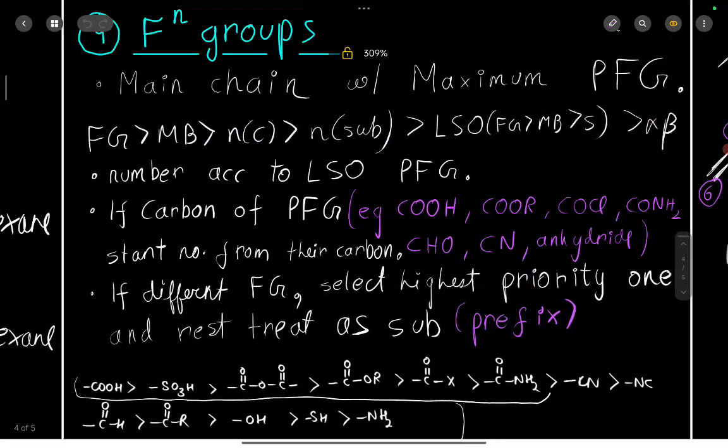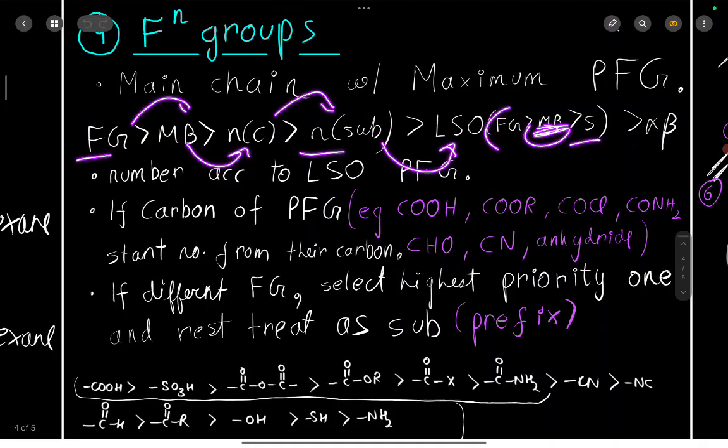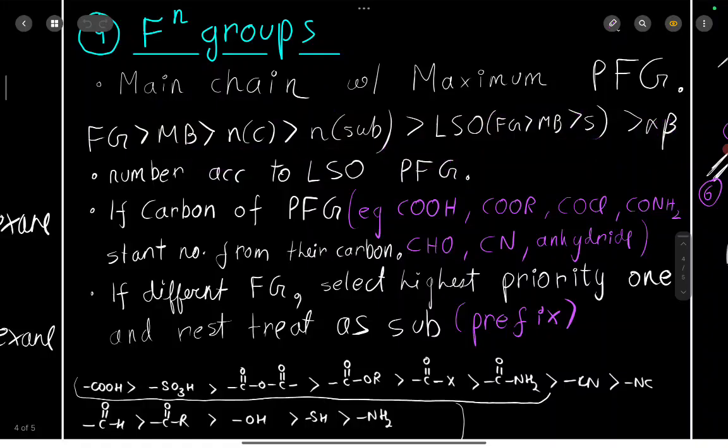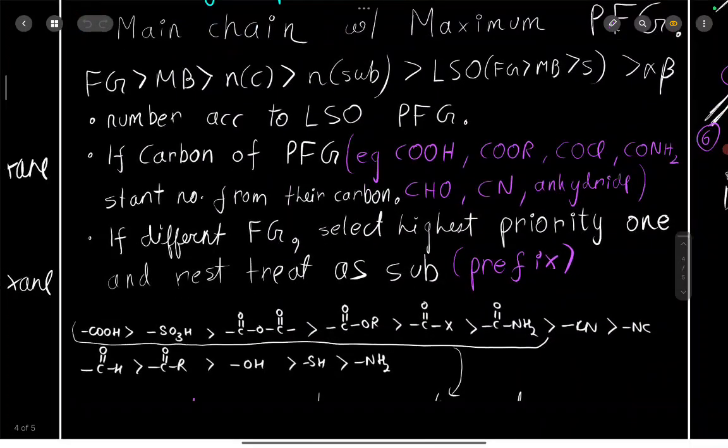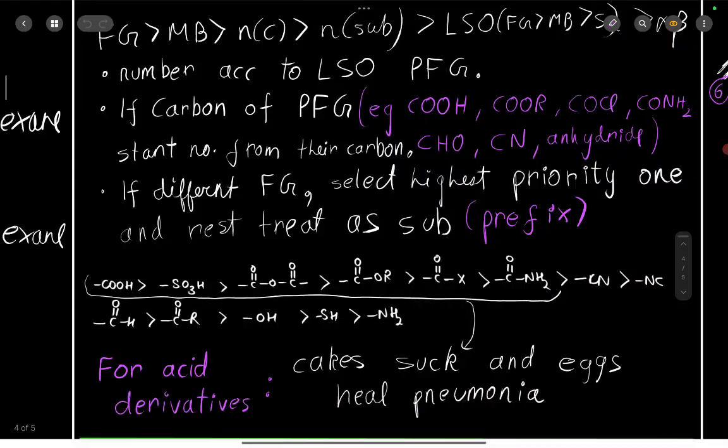So the final priority order is functional group over multiple bonds, over number of carbon atoms, over number of substituents, over lowest set of FG, over MB, over S. You should know the abbreviations by now. And lastly, alphabetical order. Numbering has to be done according to the lowest set of principal functional group. The principal functional group is nothing but the highest priority functional group of the entire compound.